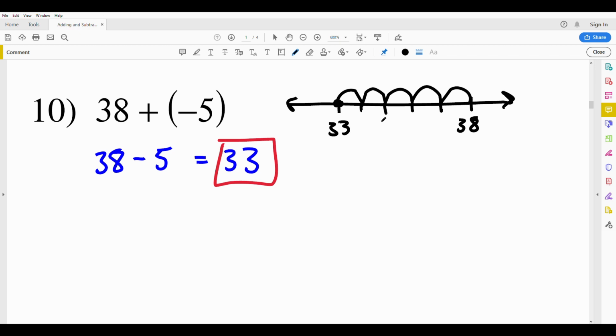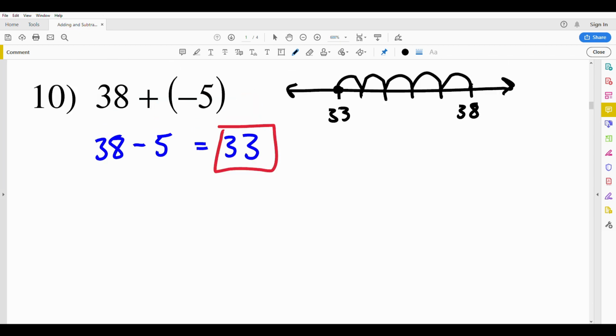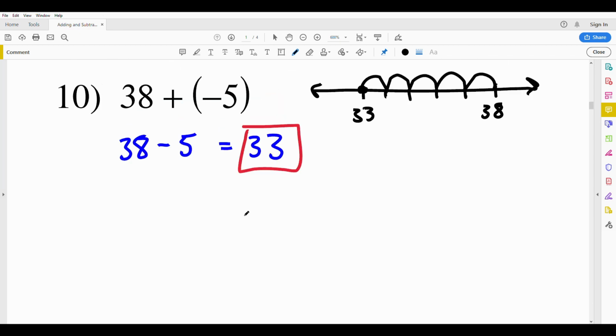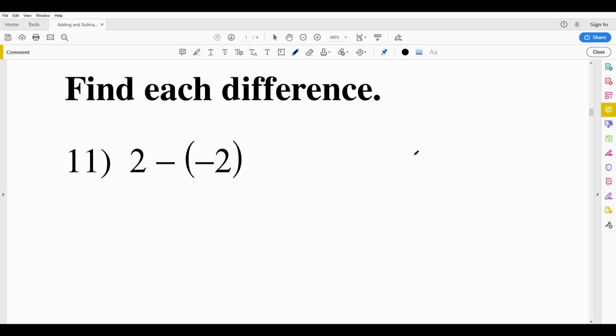Hopefully one of those ways sticks, and if it did, go back and try redoing the problems with the method that you feel most comfortable with, or try to come up with something that really sticks for you. Now, let's continue on to the next section, find each difference. Let's start with number 11. In number 11, we have 2 minus a negative 2.